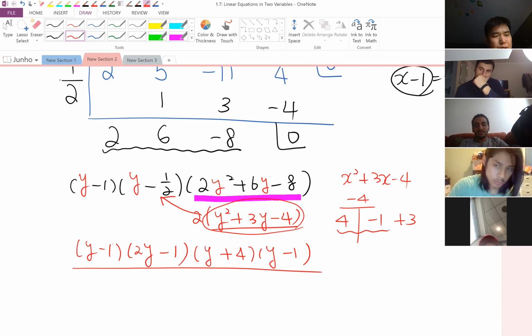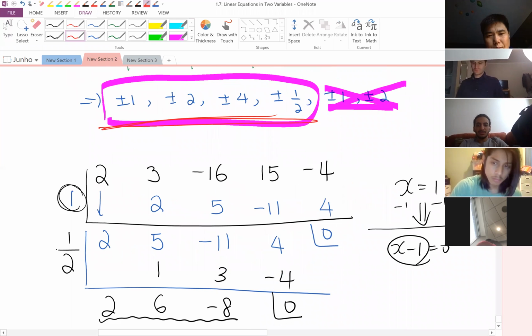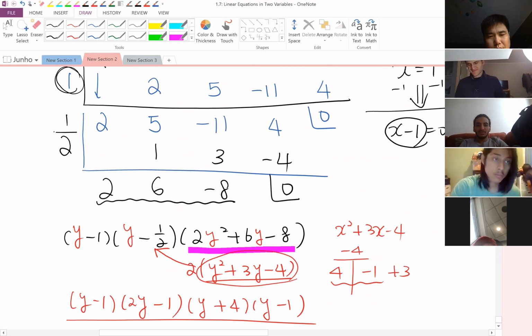So I think we did everything here. So list all possible zeros is right here. So that's the A answer. And you scroll back down. Yeah, scroll back down.